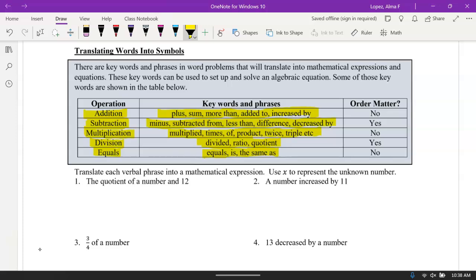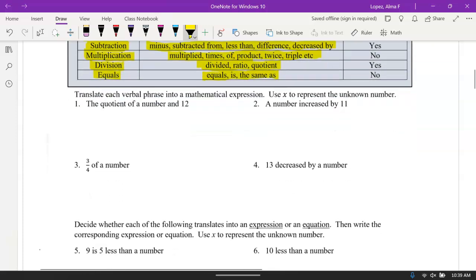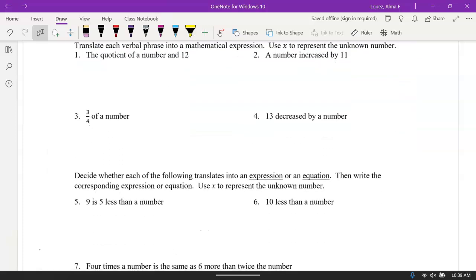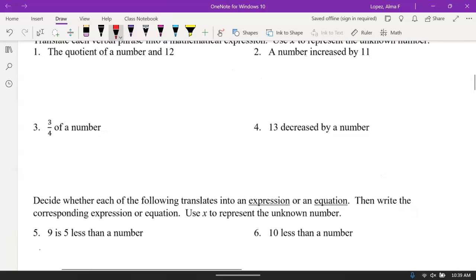Now, we're going to work first of all with some expressions. Remember from above, this is not an equation. It doesn't have an equal sign. They're just describing a relationship. So let's go ahead and look at our first one. The quotient of a number and 12. First of all, when you see the word quotient, you know that it's a division.